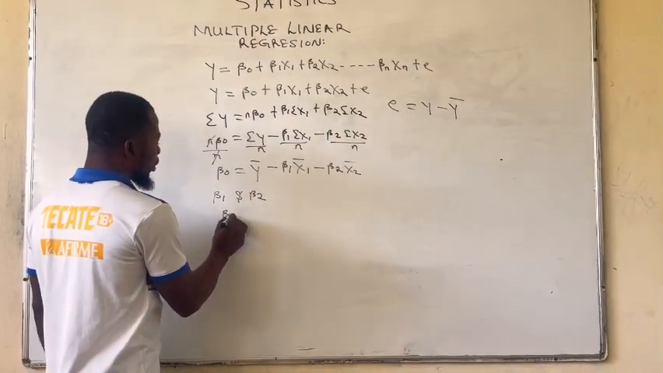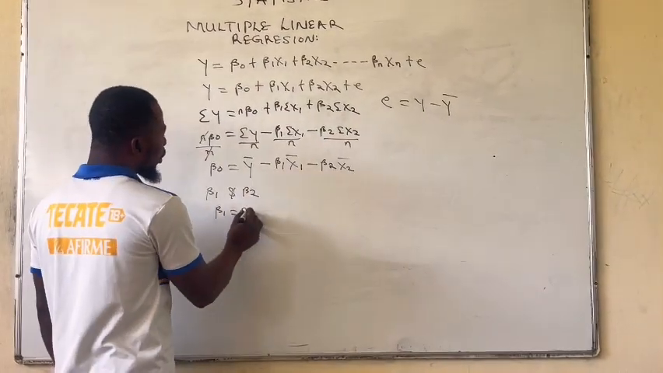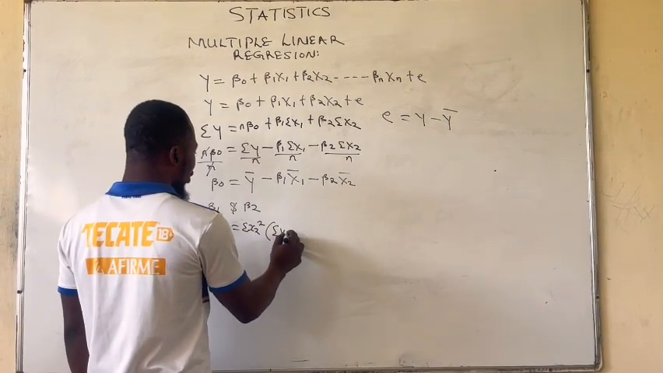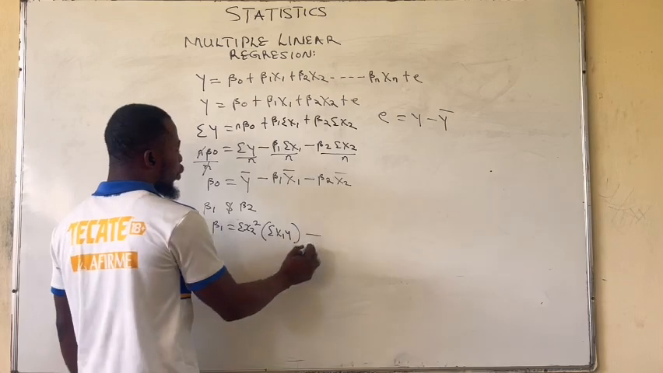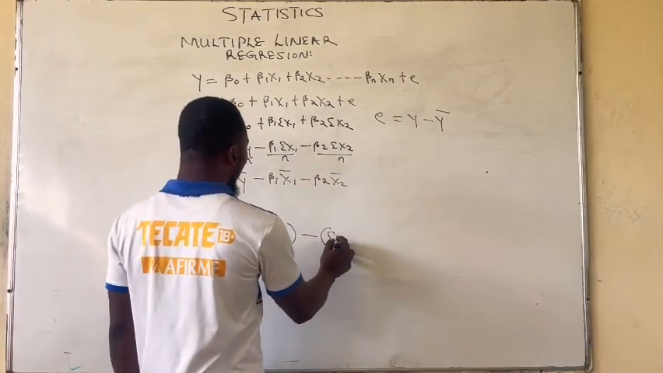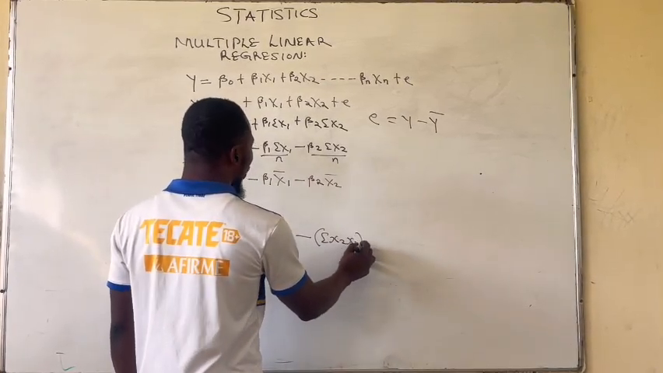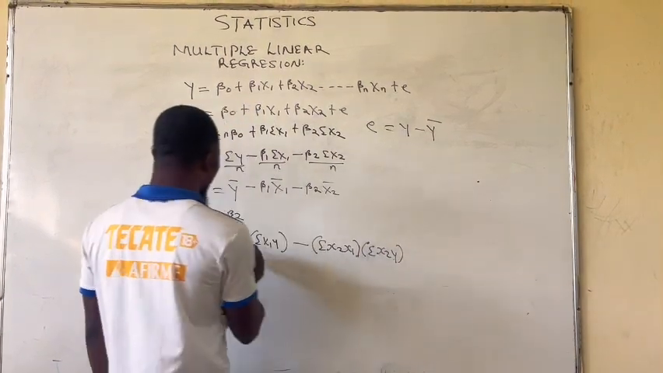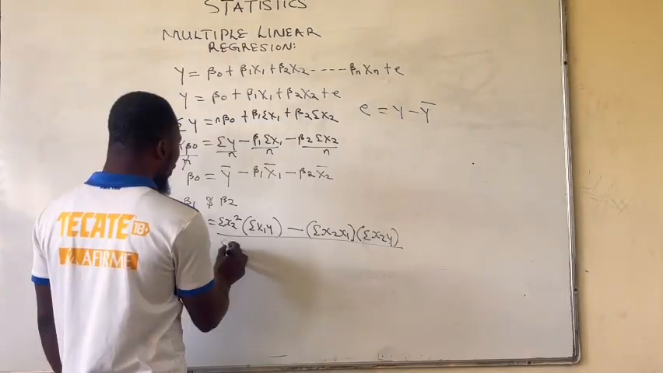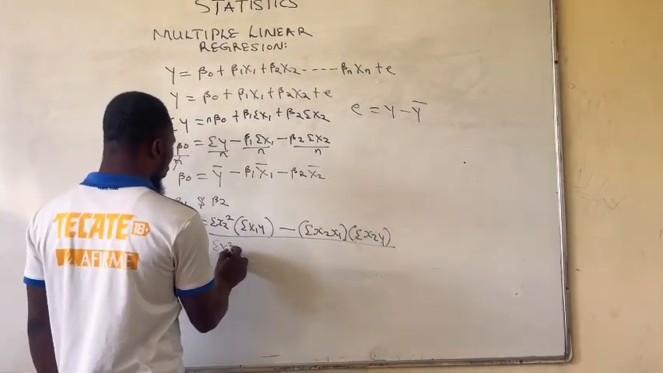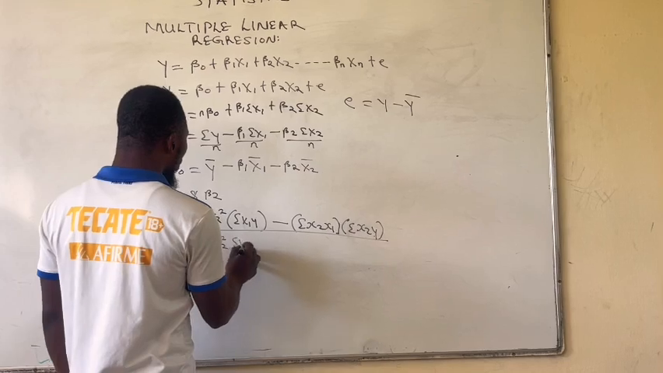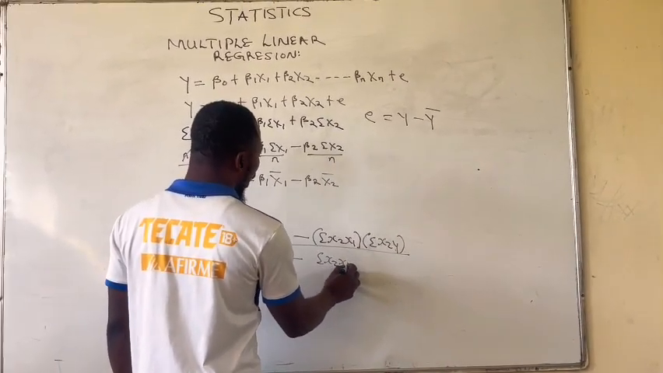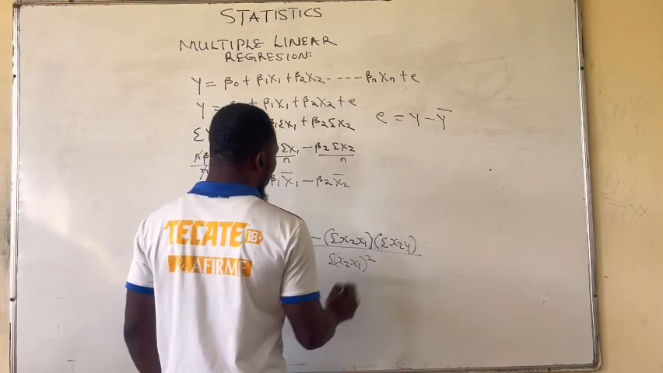Our beta 1 can be calculated by using summation of x2 square multiplied by summation of x1 y, minus summation of x2 x1 multiplied by summation of x2 y, all divided by summation of x2 square multiplied by summation of x1 square, minus summation of x2 x1 all square.